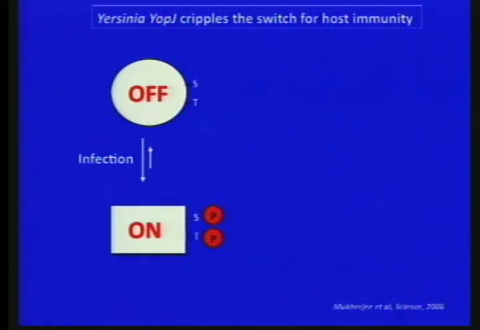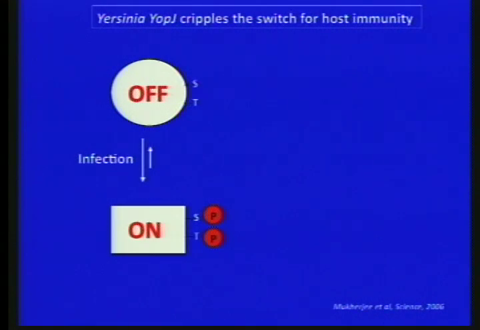And then when the cell gets infected, this signaling pathway is turned on, and when it's turned on, it sends out signals to the rest of the body that this cell is infected. And so what I've shown here is a molecule that's in the off state. In this case, it's the MAP kinase.